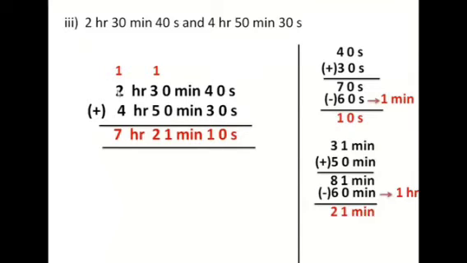Third one, you have to add 2 hours 30 minutes 40 seconds and 4 hours 50 minutes 30 seconds. Here 40 and 30 seconds, if you add, you will get 70 seconds. As it is more than 60, you have to subtract 60 seconds. So the difference is 10 seconds. So 10 seconds will come here. 60 seconds means 1 minute. 1 minute will come in the column of minutes.